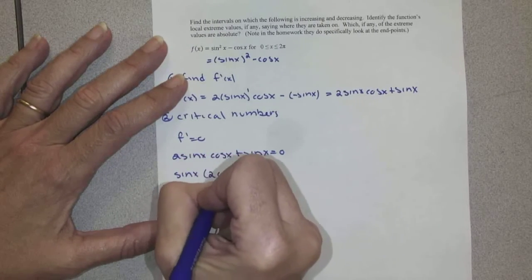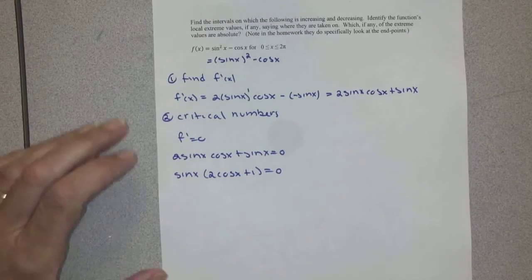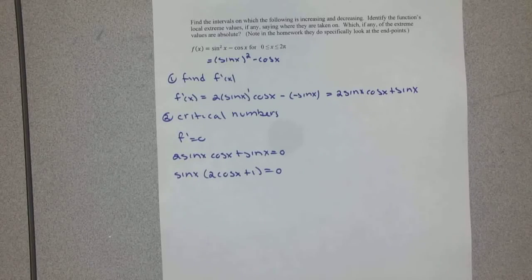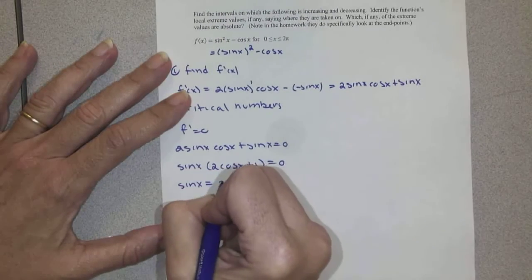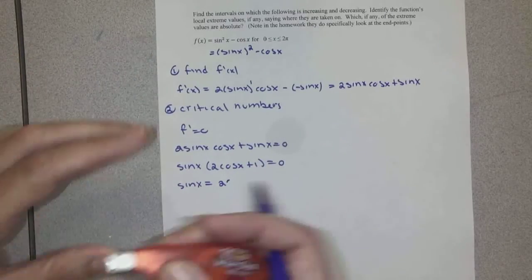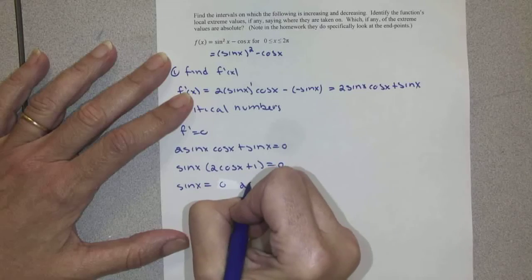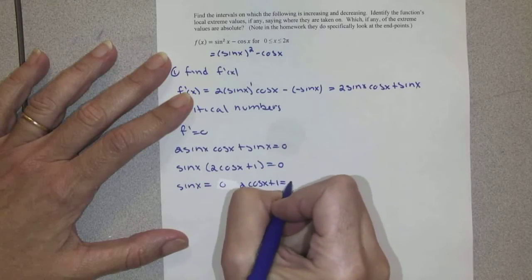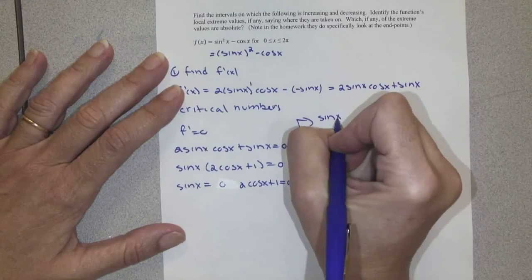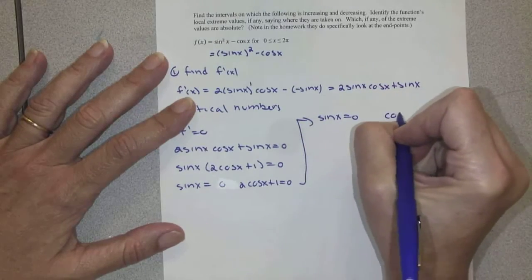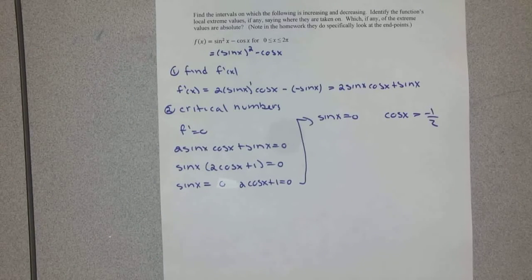This factors. So I'll factor out a sine x. Then it's factored and equal to 0, so I can split that up. So that gives me sine x equals 0. And 2 cosine x plus 1 equal to 0. I'll go up here and finish that. That gives me sine x equals 0. And cosine x equals negative 1/2.